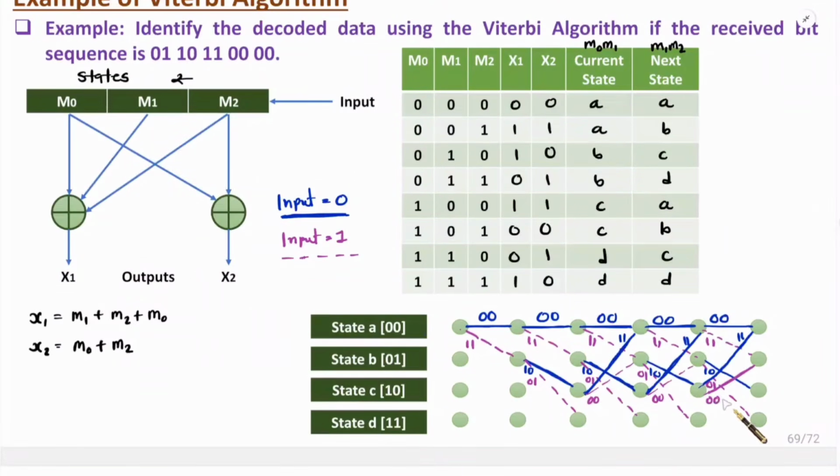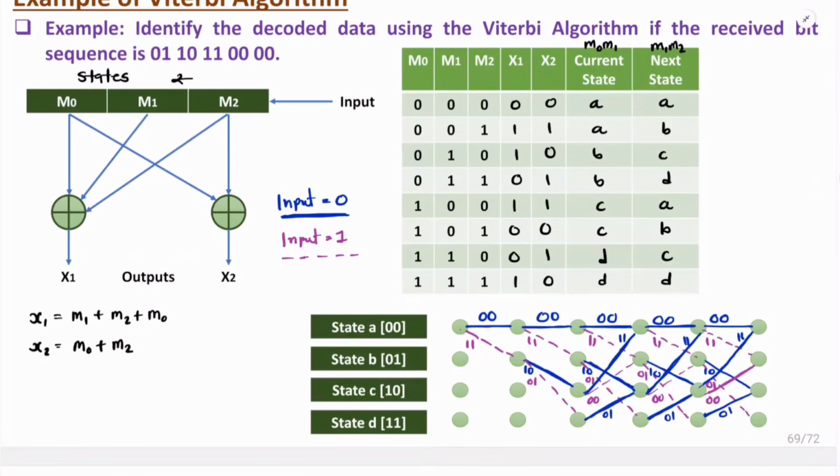Now, let us talk about state D. See, if current state D, input is 0, next state will be C. If input is 0, in that case, we need to have a solid line. Current state D, input is 0, next state C. So solid line, connect over here. And output is 0, 1. So note down 0, 1 over here.